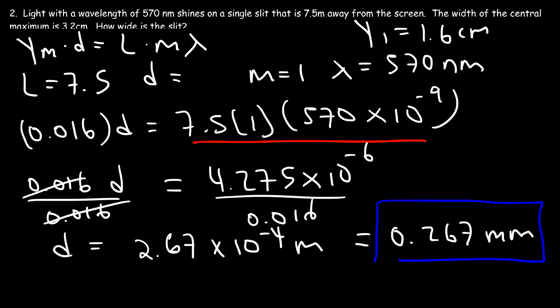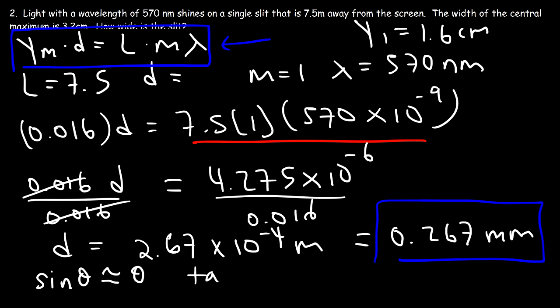And so you get the same answer if you use this equation or the other one. Actually, the other one is probably more exact because this is based on saying that sine theta is approximately theta, and also tangent theta is approximately theta, which is basically true if theta is very, very small.